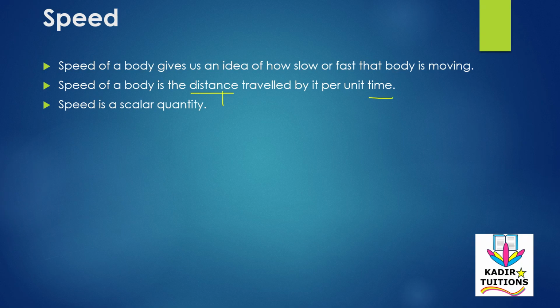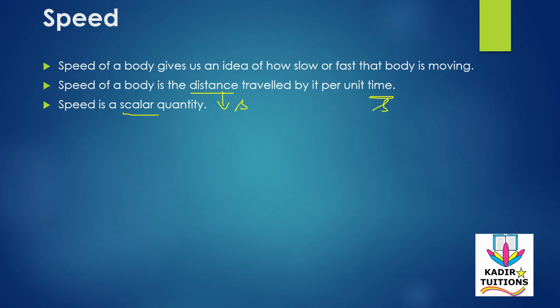Which quantity is distance? Will it give only magnitude or will it give direction also? It will give only magnitude. So distance is a scalar quantity. What about the time? Time also will give only the magnitude. So this is also a scalar quantity. If we are using two scalar quantities to calculate, then we will get the result also as a scalar quantity. That is why speed is a scalar quantity. So the speed will give only magnitude, no direction specification over here.